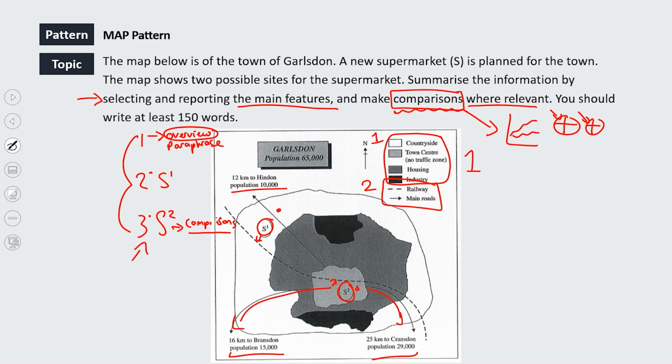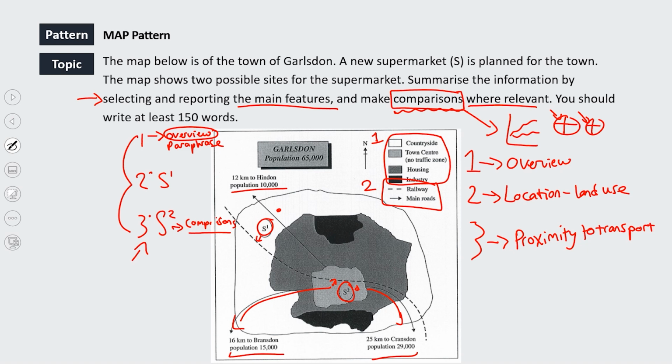Or you could perhaps structure it where you do your overview. Then you compare the location in terms of land use, going back to my GCSE geography knowledge about how we would talk about this. And then in your third paragraph, proximity to transport.